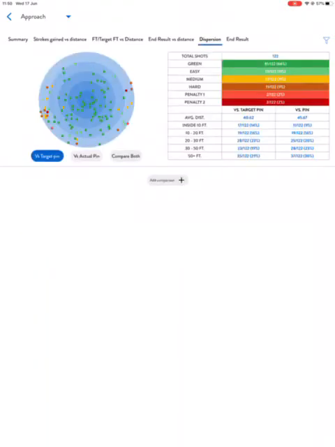I can then go to the dispersion pattern, and I can see on here where those misses are coming from. I could filter this by the distance range, by the start lie, by wind direction, etc. The coloured dots represent the miss. So for example, the browns, reds, yellows are the poorer misses, the greens are the better misses. Here I can see again a bit of a left miss pattern. So again, that's very valuable information to take to my coach.